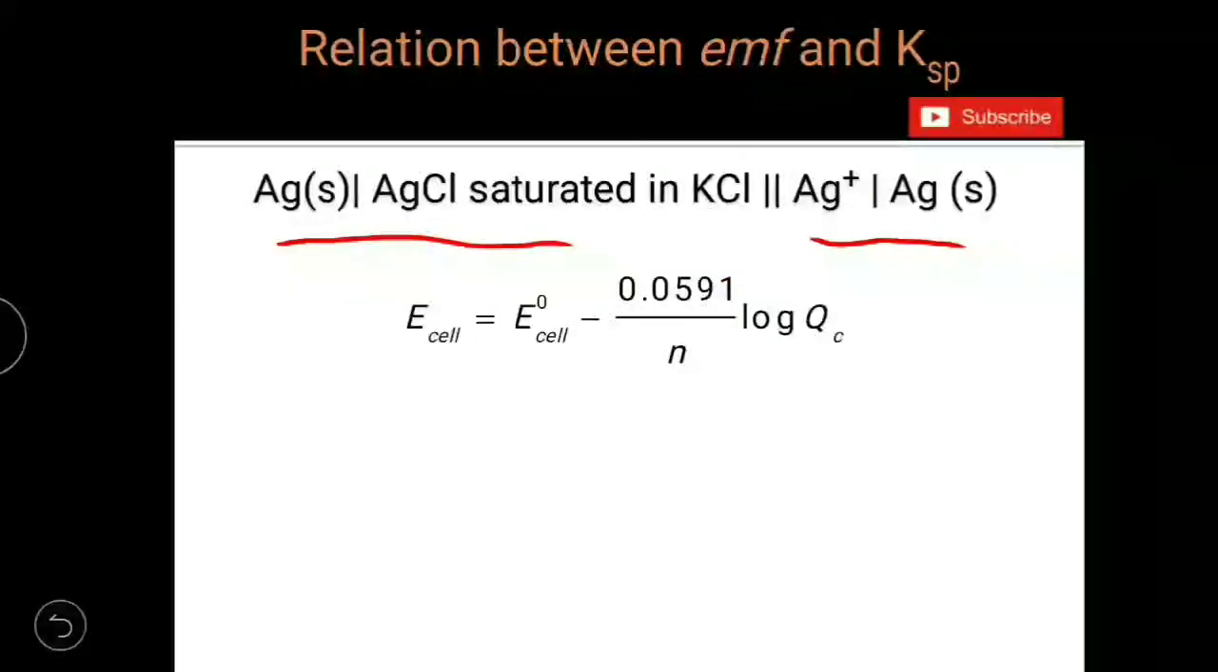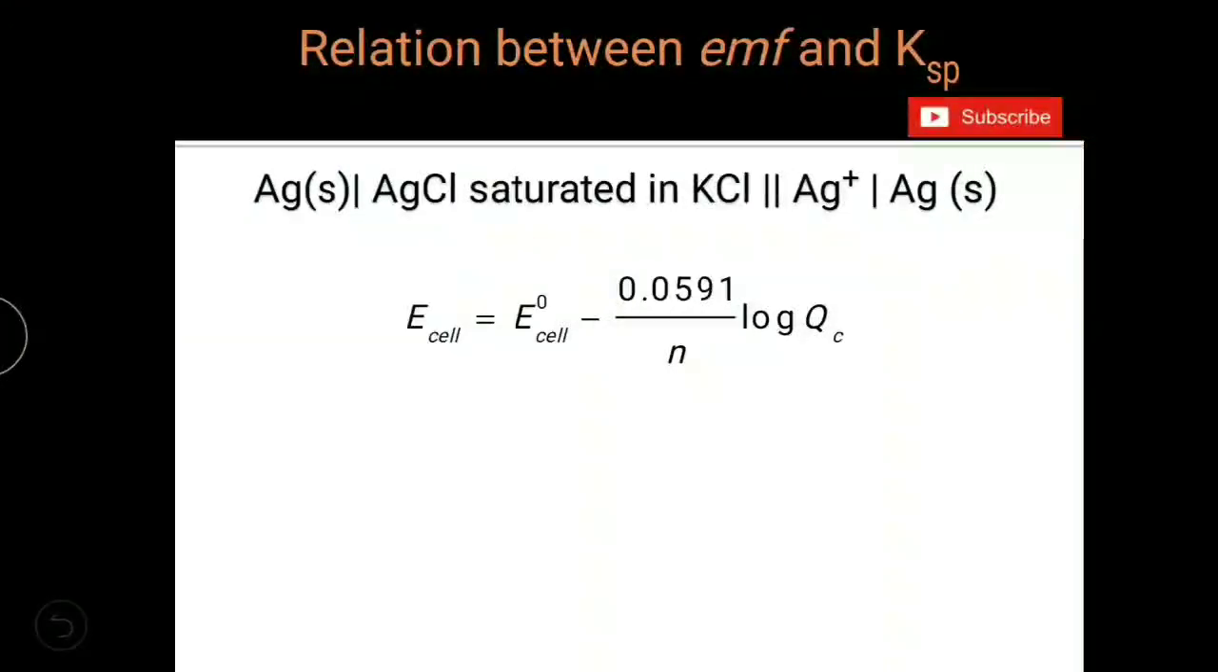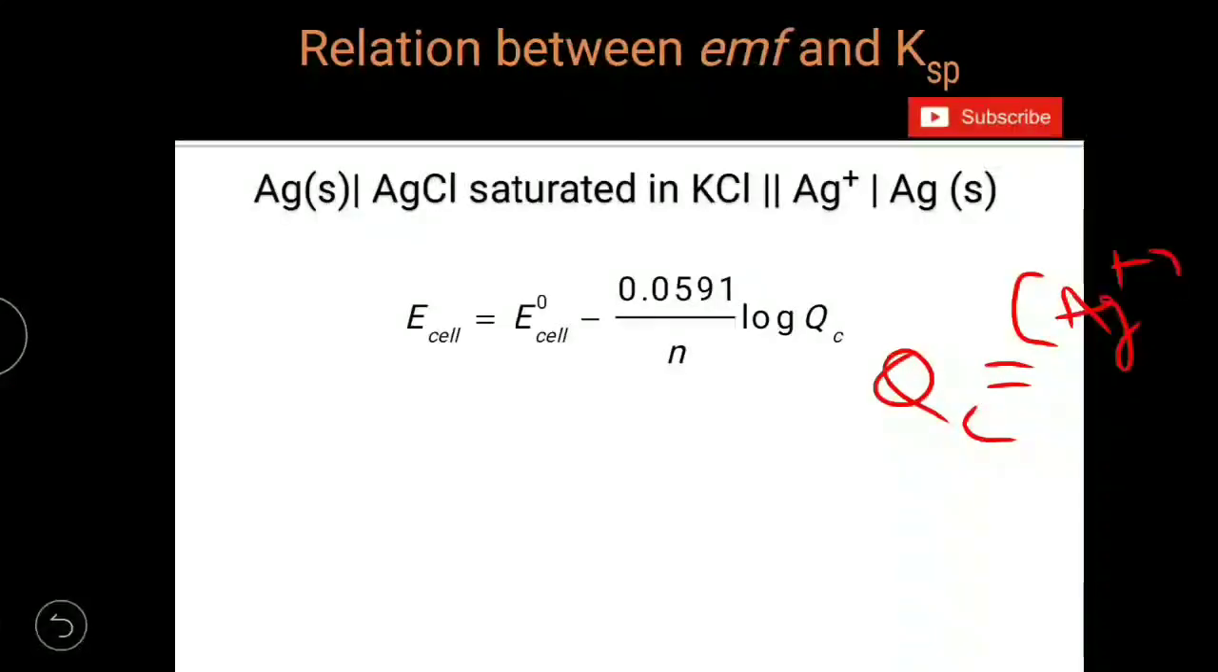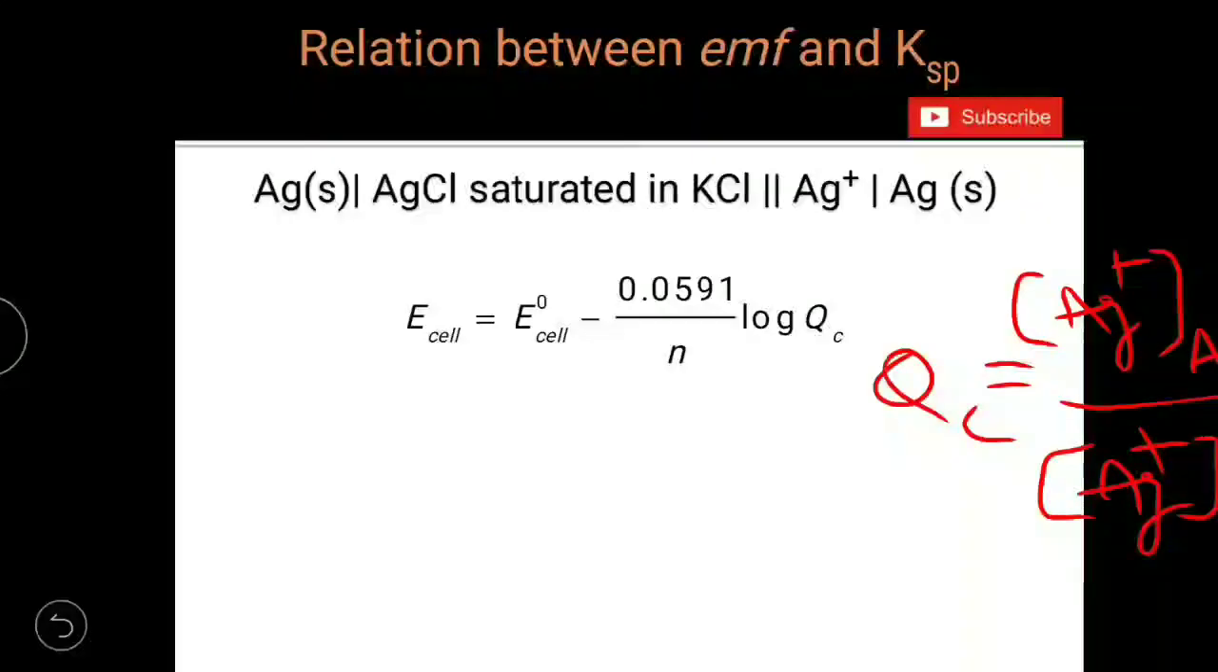And the EMF of any galvanic cell can be determined by using the Nernst equation. E cell is equal to E naught cell minus 0.0591 by n into log Qc. In a galvanic cell in which the two half cells contain metal ions, Qc is equal to the concentration of metal ion at anode divided by the concentration of metal ion at cathode. That's why Qc can be replaced by silver ion concentration at anode divided by silver ion concentration at cathode.